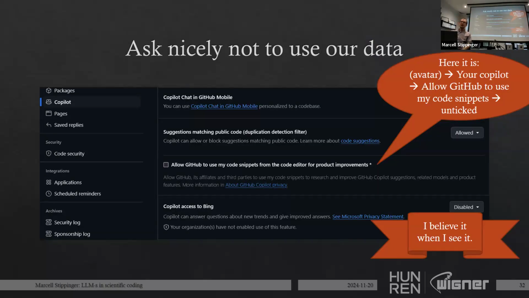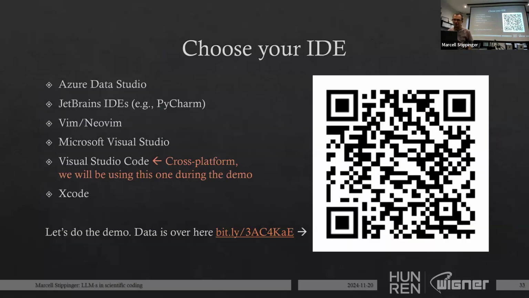If you want to engage with GitHub Copilot, then here as well, I recommend checking the settings on the web page of Copilot. You can click on your avatar and go to your Copilot, and you have an option of allow GitHub to use my code snippets. If it's unticked, then they make a promise not to use your code in improving their model. We will see how good they are at keeping that promise.